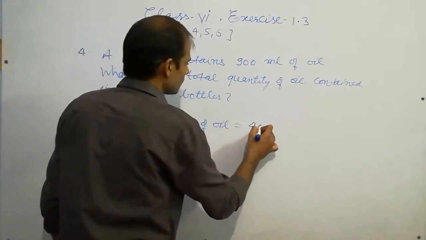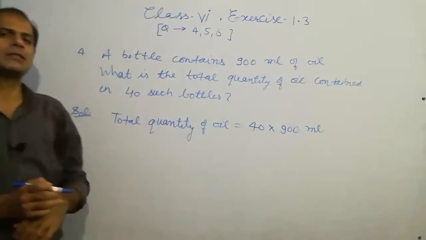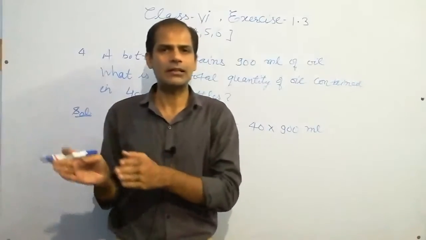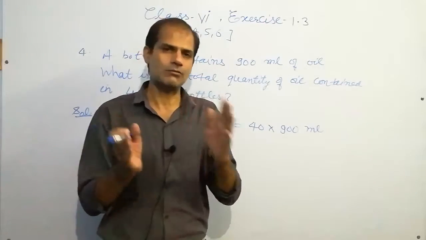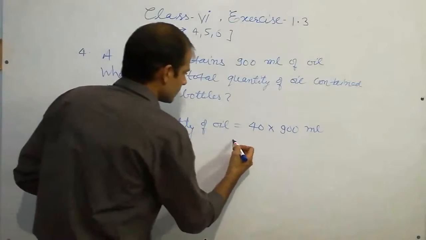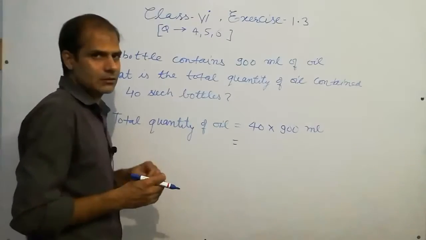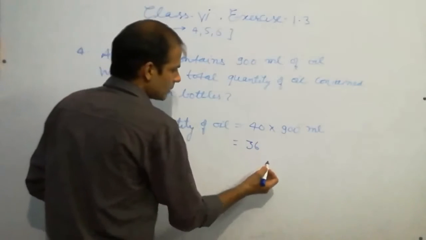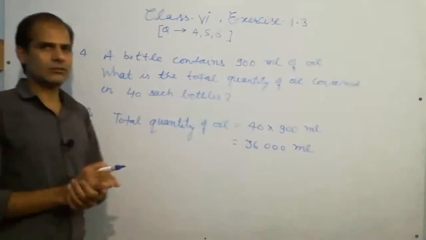It means it is 40 into 900 ml. Ml means milliliter. So I hope you know the conversions. 1 liter equals 1000 milliliter and vice versa. You can say 1000 ml equals 1 liter. Now you have to multiply these values. So just multiply the numbers except zeros. 9 fours are 36 and put the zeros. 1, 2, 3, 1, 2, 3. This is the answer, 36,000 ml.